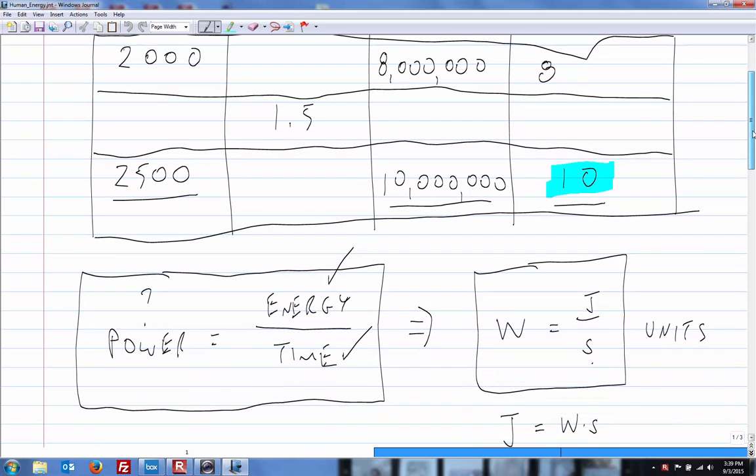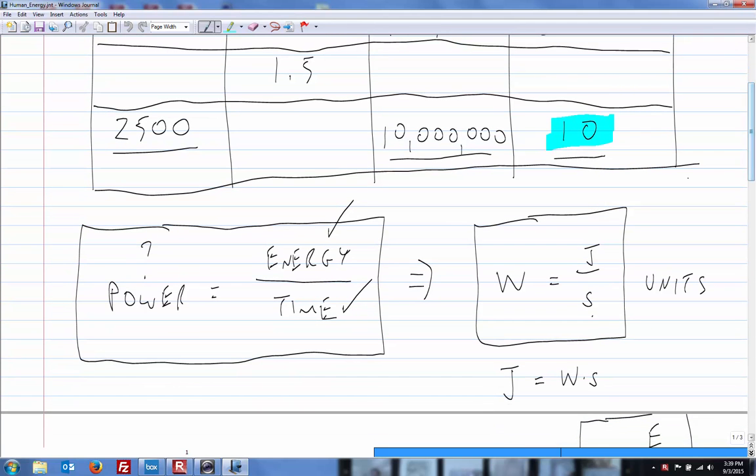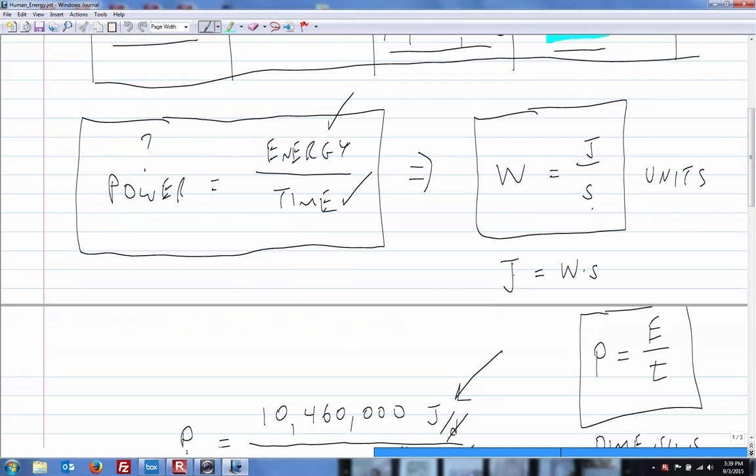Okay, so we were showing that power is, in fact, energy divided by time. The units we use for energy are joules. Units we use for time are seconds. Units we use for power are watts. We know that a joule is a watt second. And this is going to come in handy when you think about electricity. So when you get your electric bill, it's kilowatt hours. It's the same exact thing.